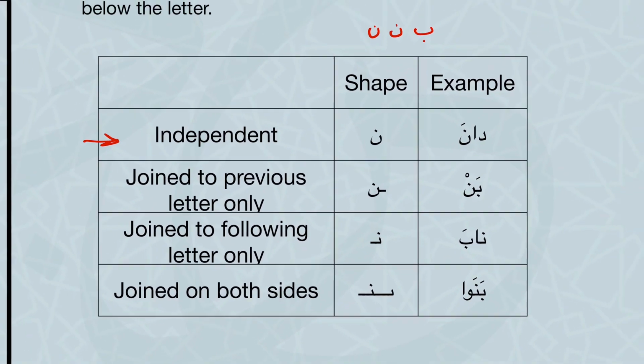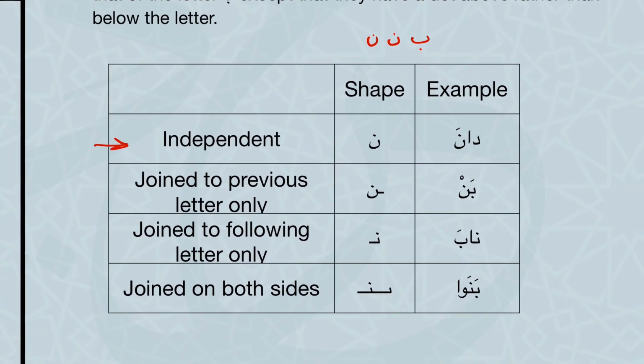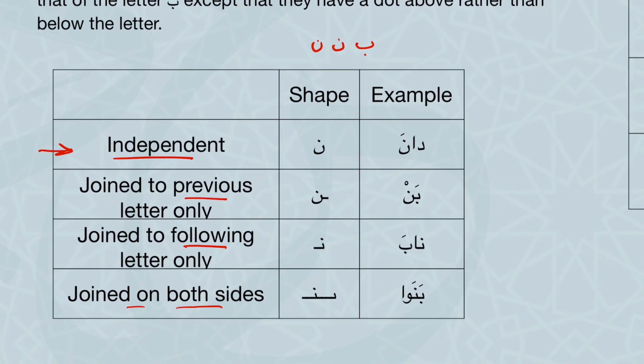And as I said, the same paradigm applies for noon as it applied for ba before. We have an independent form, joined to previous, joined to following, and joined on both sides. And let's see how it's written. So the noon on its own, I would pronounce this as dana, dana, dana.